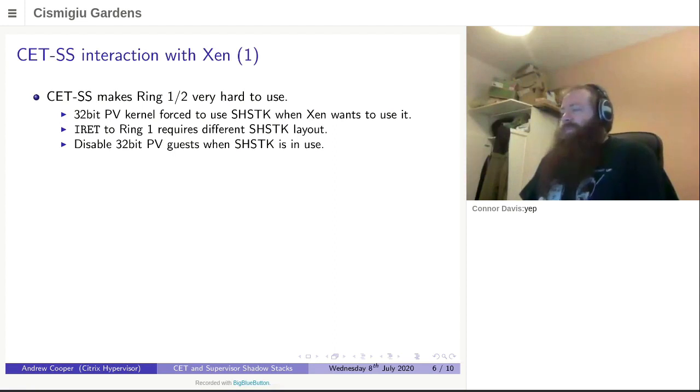So then we get on to some of the interactions with Xen. The first thing to point out is that the shadow stack spec has basically killed ring 1 and 2. Ring 1 and 2 were kind of sunset in x86, even in the 64-bit specification, where most of it got taken out and laid to one side, but it's kept on working well enough for Xen in the 14, 15 years since that came out, but this has properly killed it.